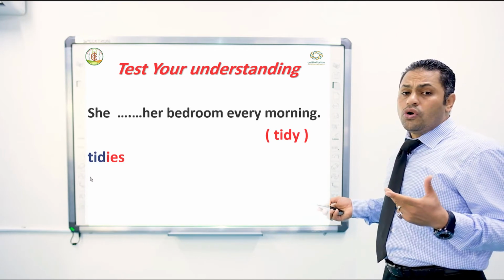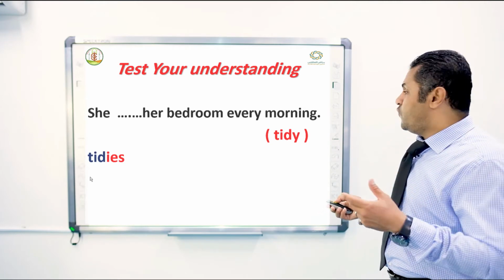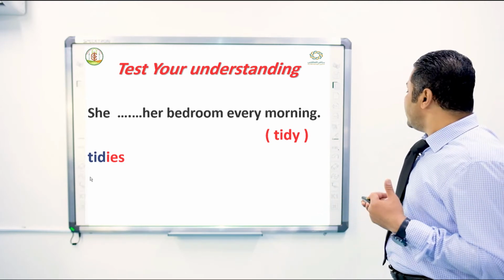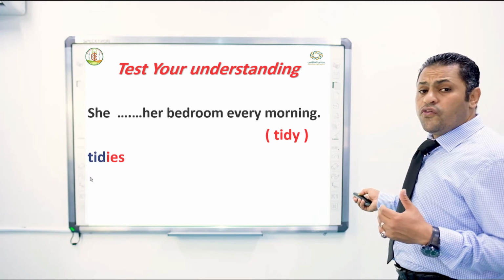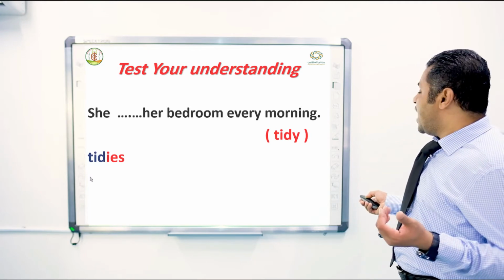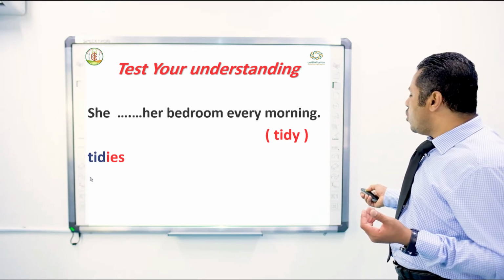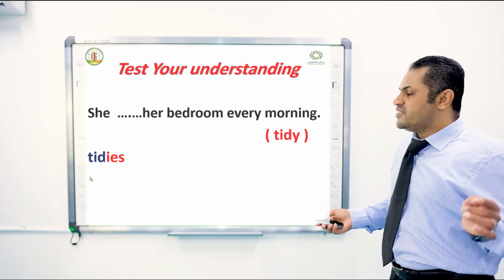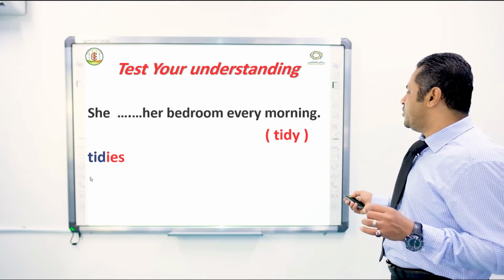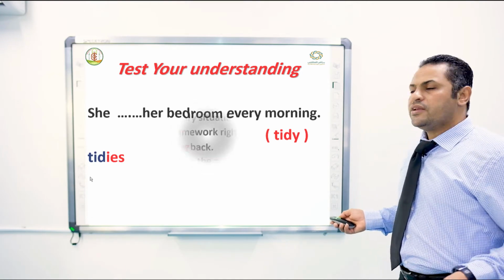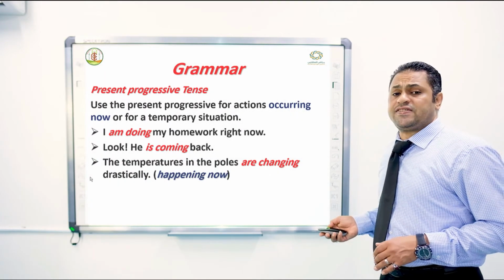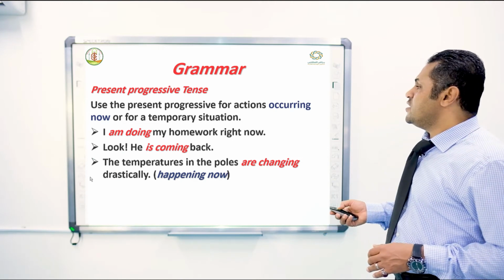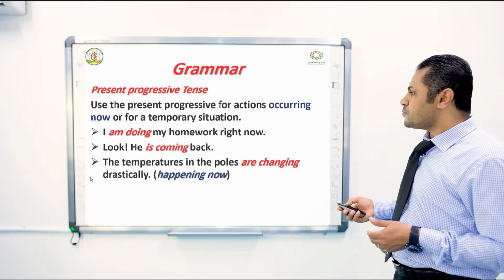What ending are we going to choose for this verb, tidy? Tidy ends with y, preceded by a consonant. So we are going to omit the letter y and add ies, so the verb will be tidies. She tidies her bedroom every morning. Now let's move on to the next tense we have today, which is the present progressive tense.